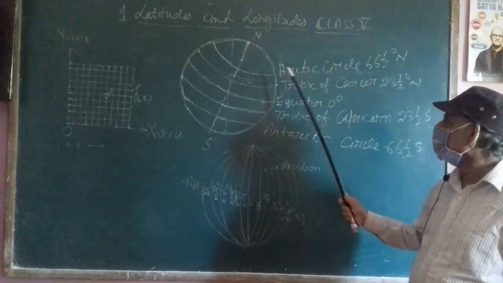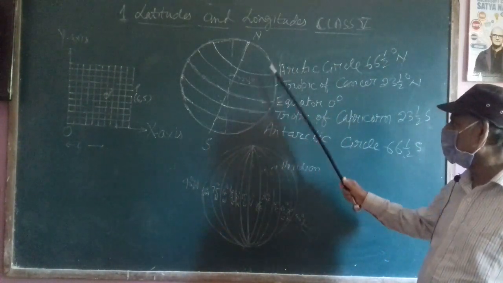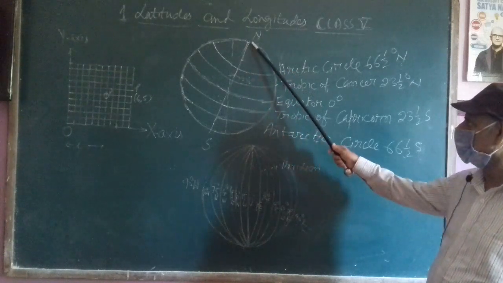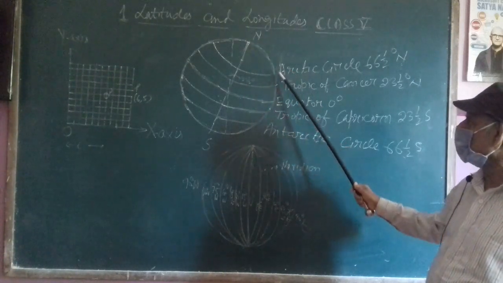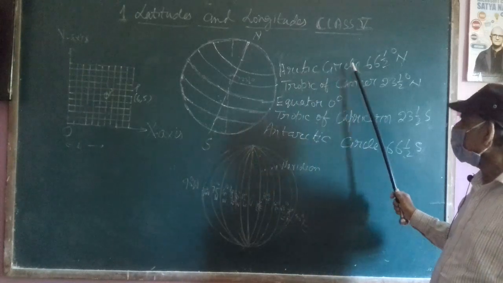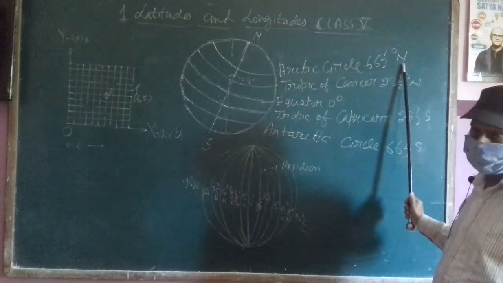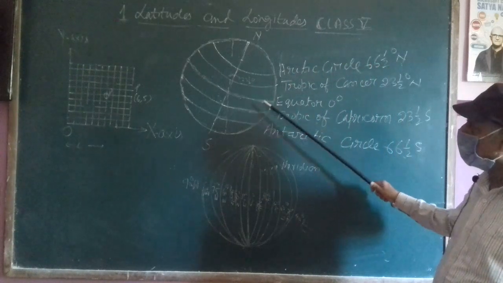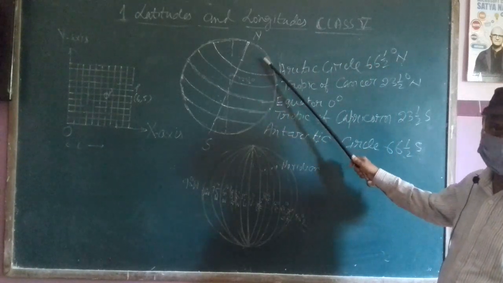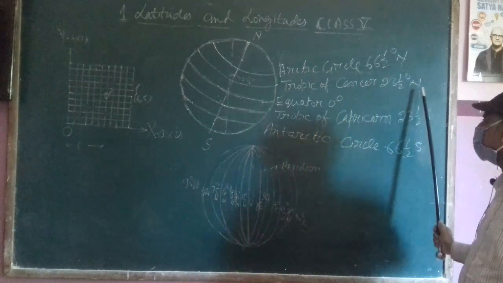And if you go higher up, towards the pole, this is 90 degree. Towards the pole, you get the Arctic Circle. This is a smaller circle. This is 66.5 degree north. This is north because it lies in the northern hemisphere. Therefore, I have mentioned here N.